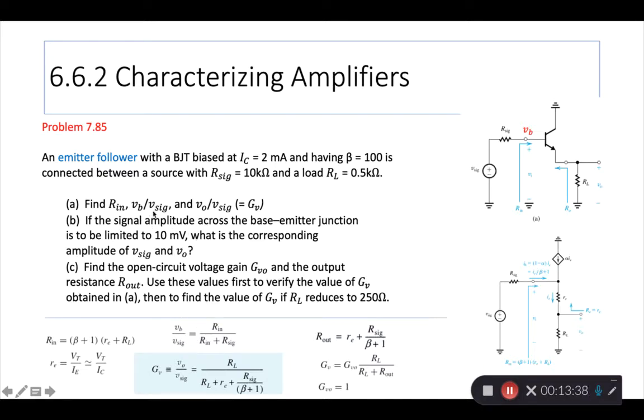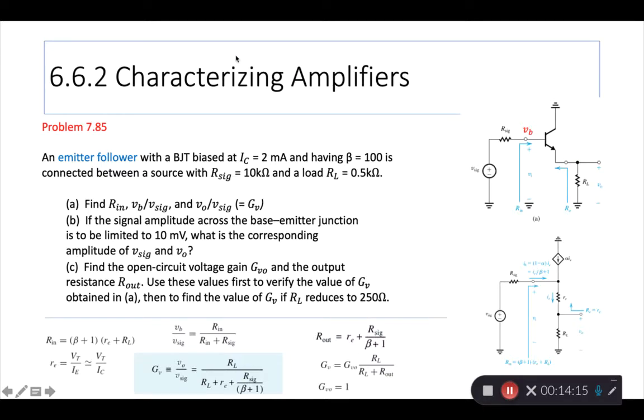this gain VB by V signal. It's a ratio, it's not even the gain, it's just the voltage across this part. Then the overall gain, V output by V signal, here's the formula. Then we need to find GV in a different way, right? GVO is 1. So GV can be found like this, but you need R out to do that, and R out for a common collector comes out using this formula.